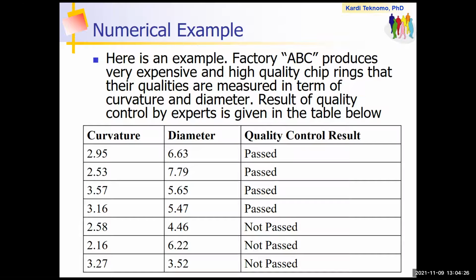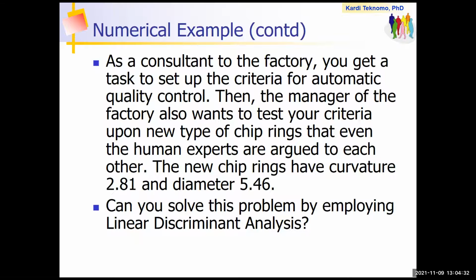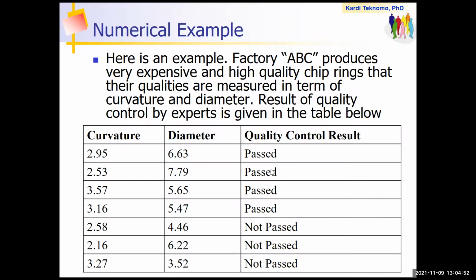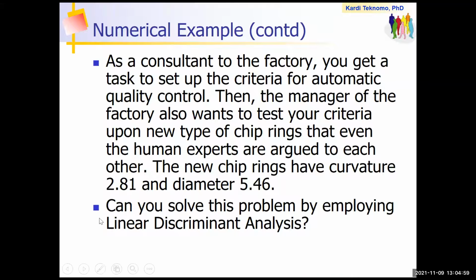Now you want to create an automation. Given this data, can you create an automation? As consultant for this factory, you have a task to set up the criteria for automatic quality control. Then the manager of the factory also wants to test your criteria on a new type of chip ring that has a measurement not in the data: the curvature is 2.81 and the diameter is 5.46. So question, can you solve this problem using LDA?